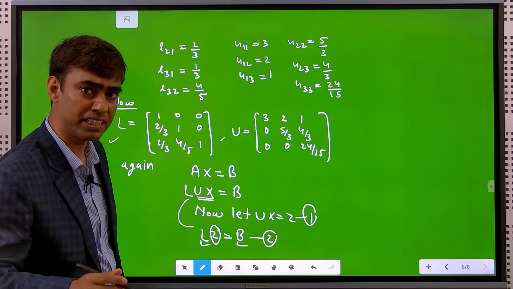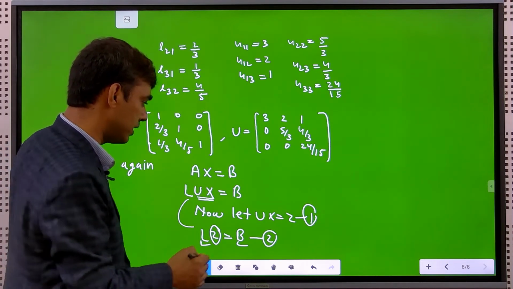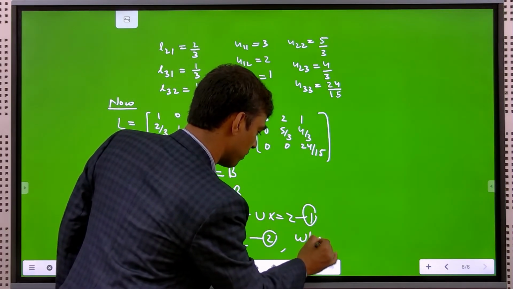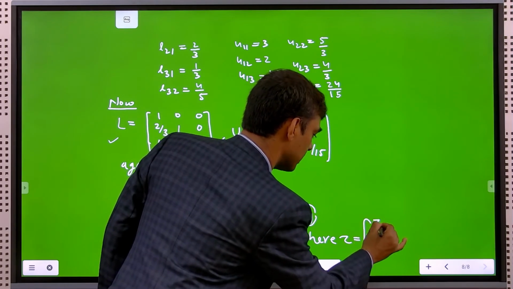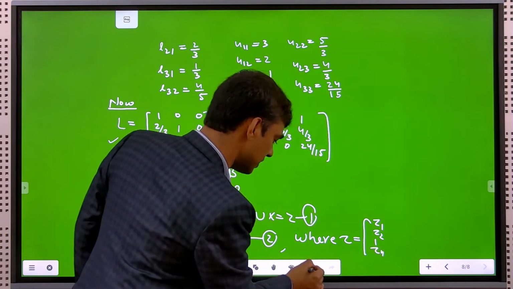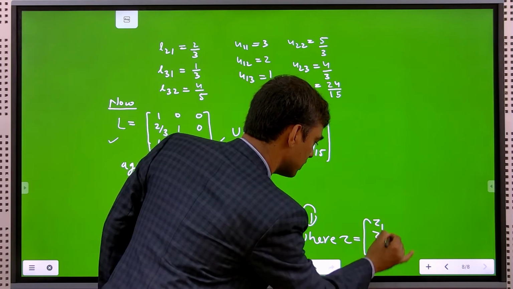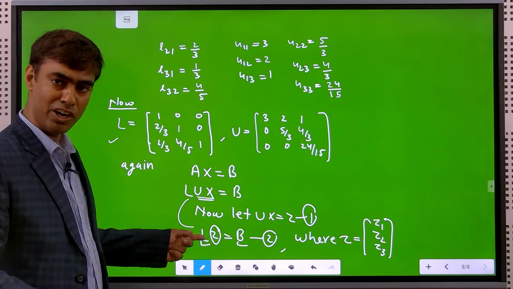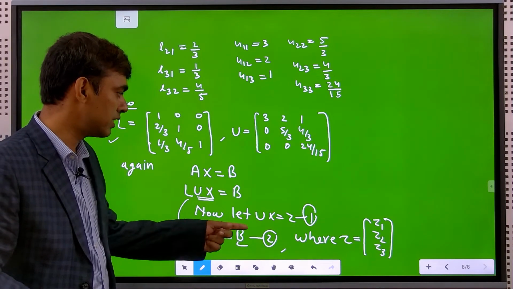And what are the names of these unknowns? Z1, Z2 up to Zn. So here we may assume that Z equals the number of equations, Z1, Z2 up to Zn. But in this case it is Z1, Z2, Z3, because there are 3 equations. Now we try to find the values of the unknowns Z1, Z2, Z3.